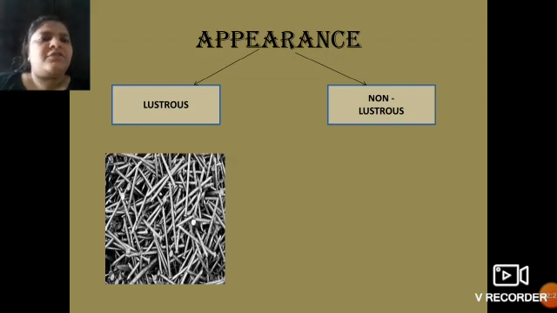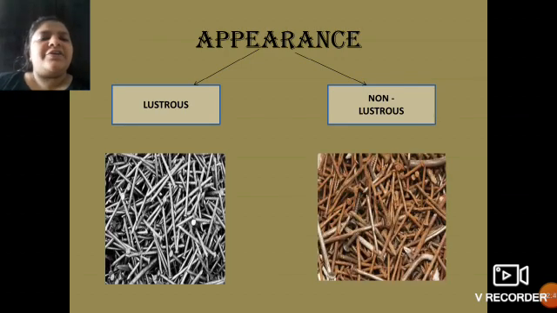The second part of appearance is non-lustrous. Now, what is this non-lustrous? Non-lustrous means that the substance or an object is not shining. The example is a rusted nail, a cupboard, a door. Anything that is not shining can come under the non-lustrous category.